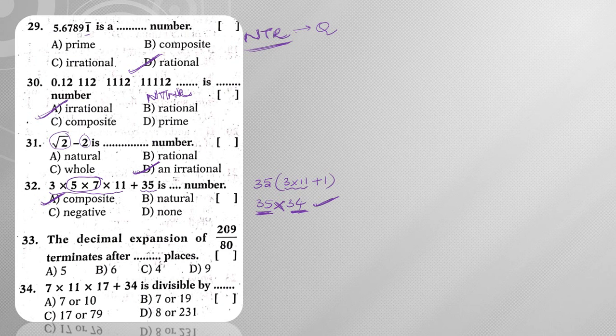Next, 209 by 80. It terminates after how many decimal places? For that we need to observe the denominator. The denominator is 80, which I can write as 8 into 10. That is 2 cube into 2 into 5, which is nothing but 2 power 4 into 5. Among these two, the highest power is 4. Hence it terminates after 4 decimals.